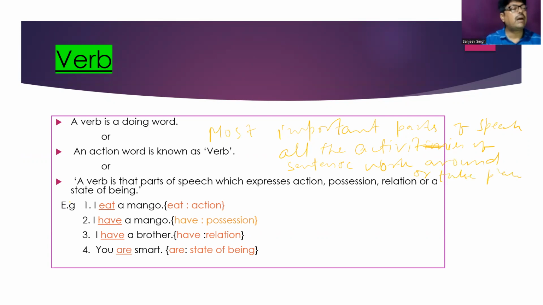And if I give you the complete definition, verb is that part of speech which expresses action, position, relation, a state of being. But for the bank examination, I would like to tell you one thing: you have to work at the professional level.